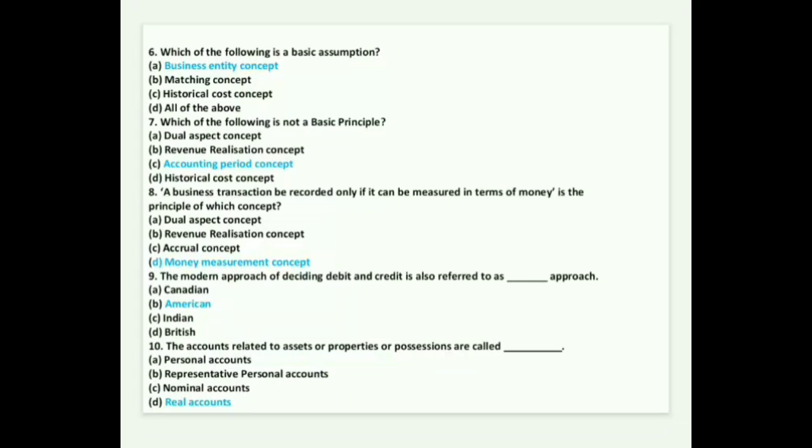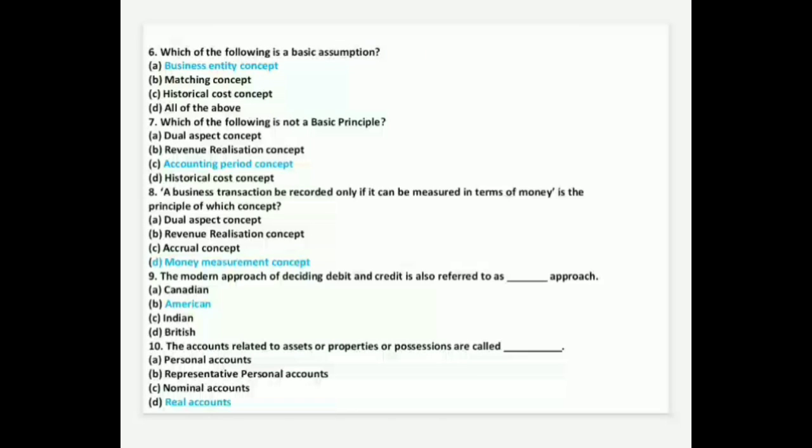The modern approach of deciding debit and credit is also referred to as: Canadian, American, Indian, British. So well, modern is American, earlier it was British. Okay. So now question number 10. The accounts related to assets or properties or possessions are called what? The options are personal account, representative personal account, nominal account, and real account.